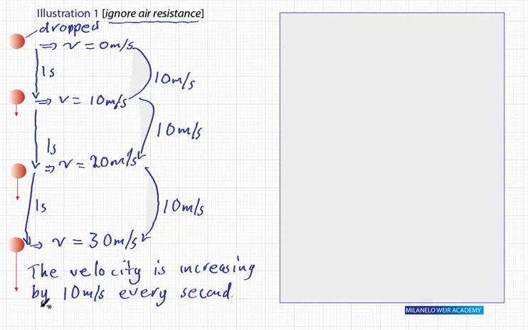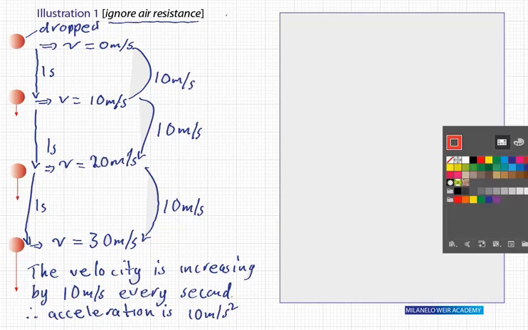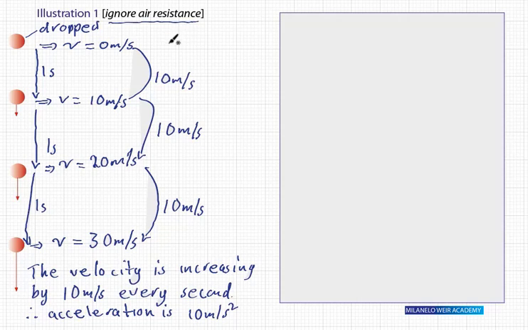What we have just defined here is what? The acceleration. Therefore, acceleration is 10 meters per second squared. So acceleration for, let me change the color, acceleration for free fall is denoted with g and is 10 meters per second squared, directed vertically downwards.